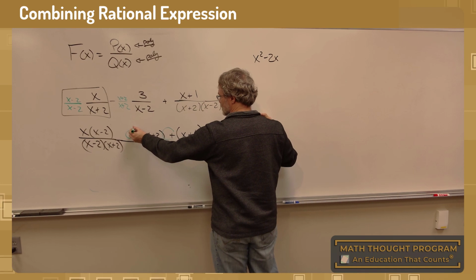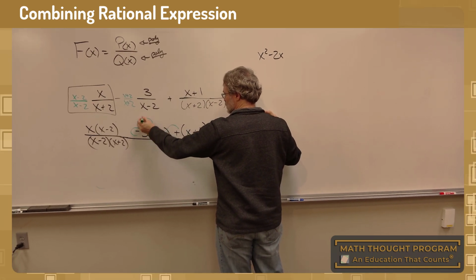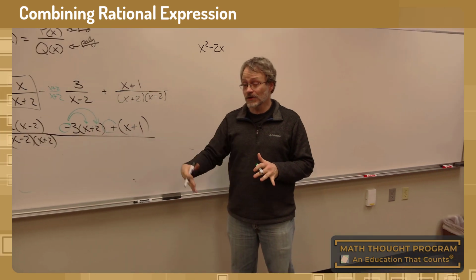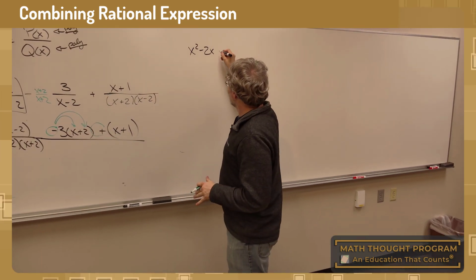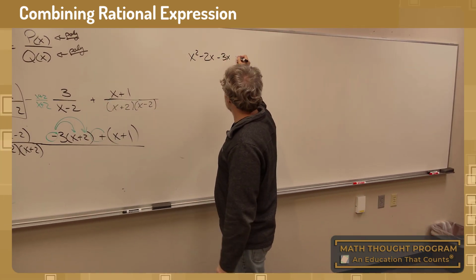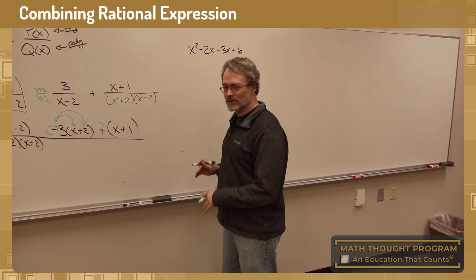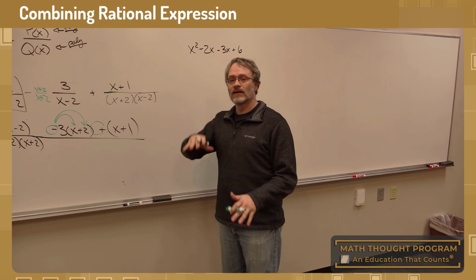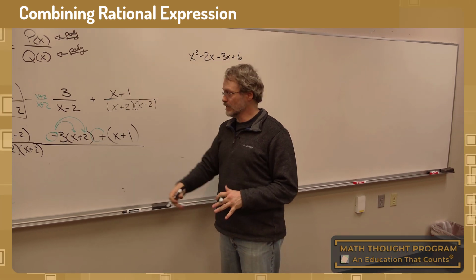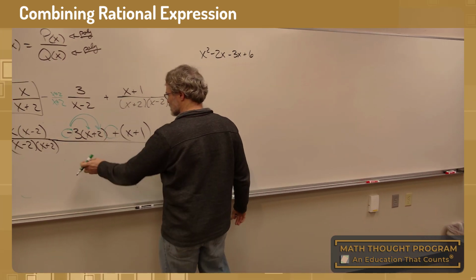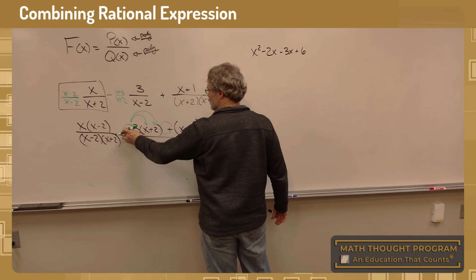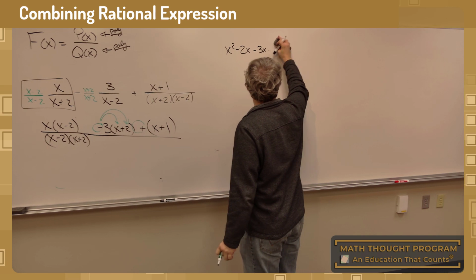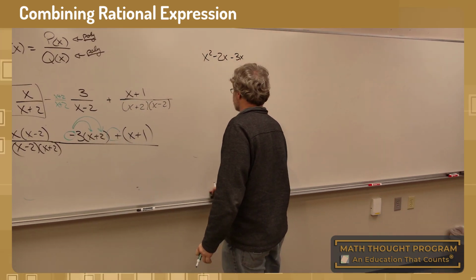And here, once again, just note when you're distributing, the negative goes along with it. So I would have 3x, and if I was to say 6 or plus 6, that's incorrect. The negative goes along with it. See, it's -3 times 2. So that's going to be a -6.